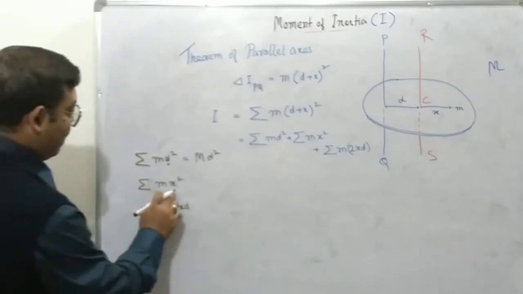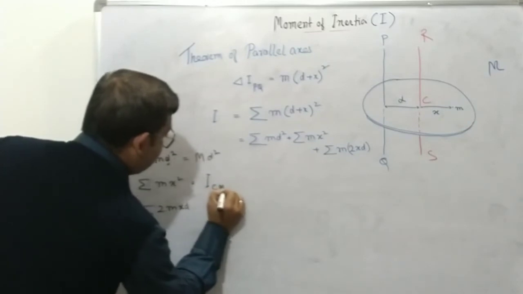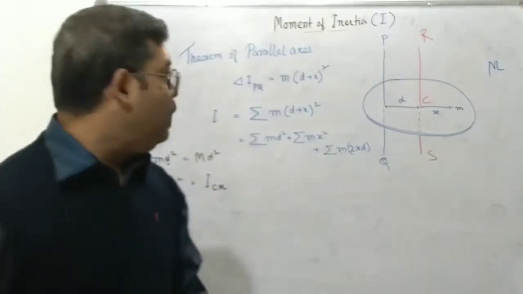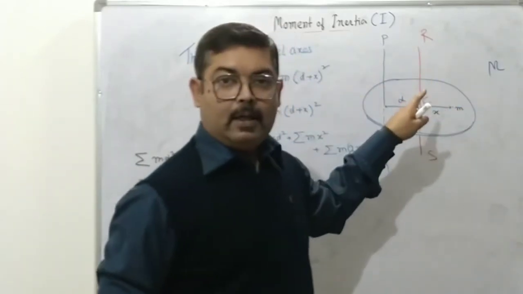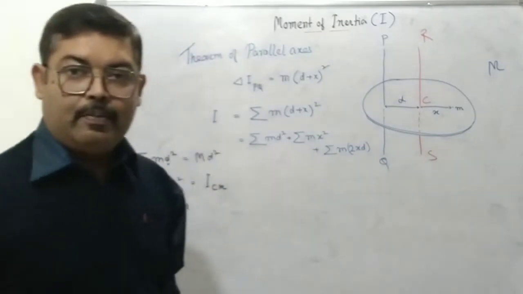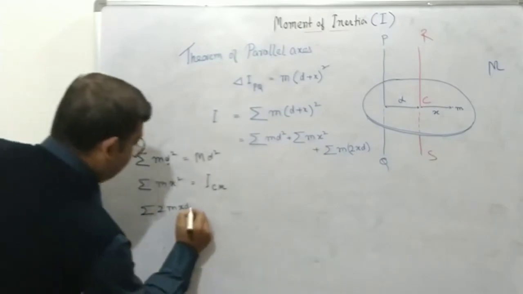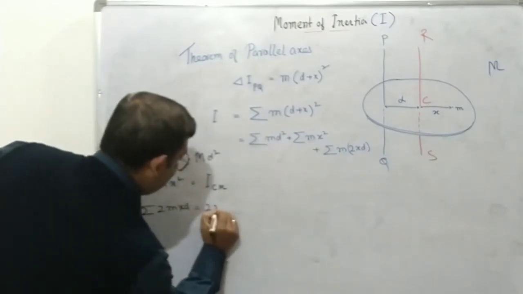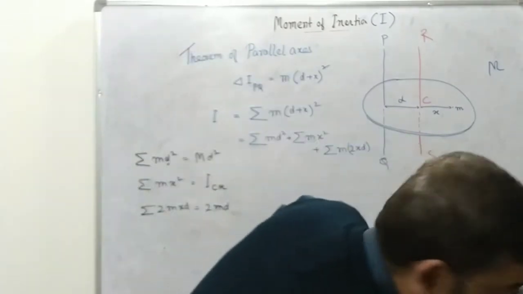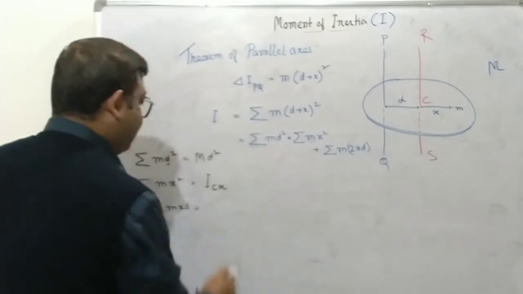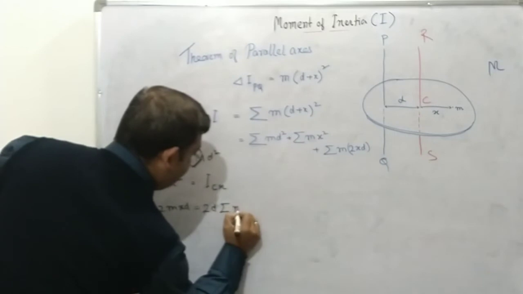Second term, summation m x square, is simply the moment of inertia of the body about the center of mass. Right? x is the distance, m is the mass particle. So if we sum over the entire body, we will get the moment of inertia about the center of mass, and the axis is passing through the center of mass. Now for the third term, this can be rewritten as 2d into summation m into x, since d is a fixed distance.